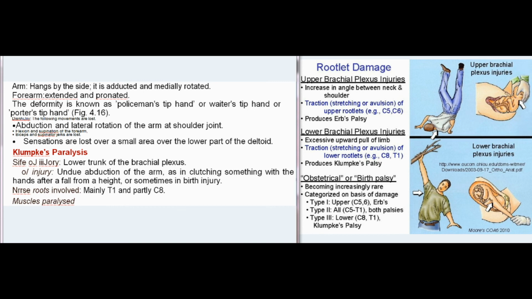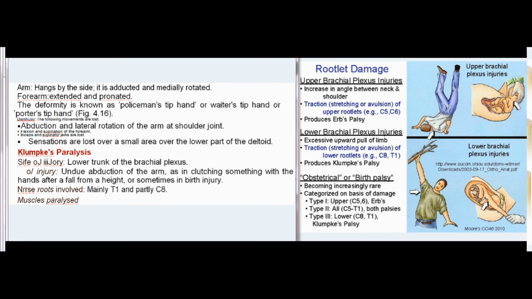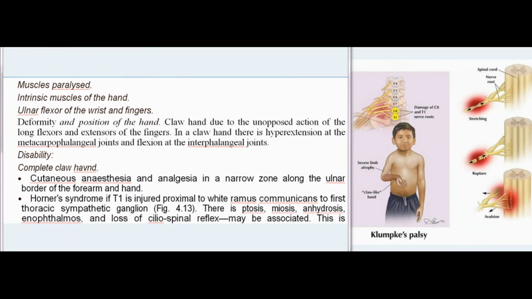Klumpke's paralysis, injury to the lower trunk of the brachial plexus. Cause of injury: undue abduction of the arm, as in clutching something with the hands after a fall from a height, or sometimes in birth injury. Nerve roots involved: mainly T1 and partly C8. Muscles paralyzed: intrinsic muscles of the hand, ulnar flexor of the wrist and fingers.